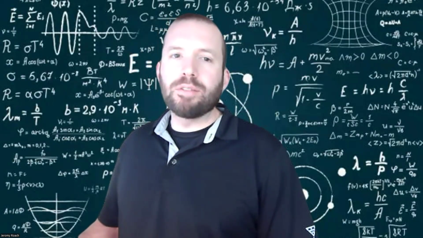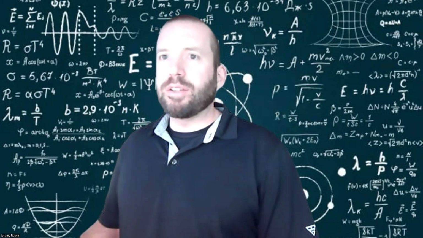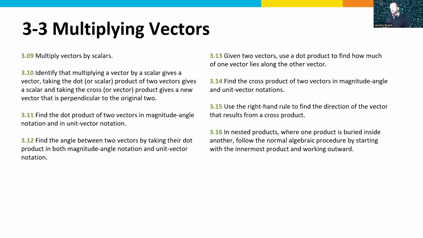We've already gone over adding vectors and unit vector notation. Next, we're going to be talking about multiplying vectors. So we're going to talk about how to multiply a vector by a scalar. We're also going to learn about the dot product of vectors in magnitude angle notation and in unit vector notation. We're going to talk about the cross product of two vectors as well in magnitude angle and unit vector notations. And we're going to also briefly talk about the right-hand rule to find the direction of the vector that results from a cross product.